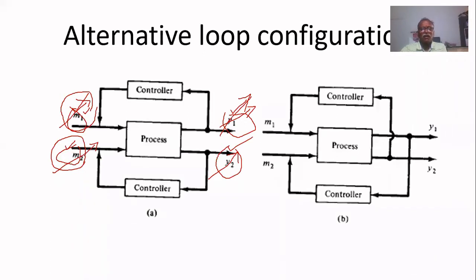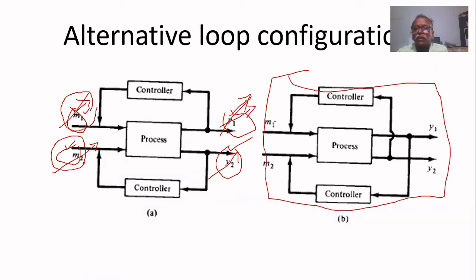Suppose M2 has very good control over Y1 and M1 has very good control over Y2, then we should configure this way. M1 should be manipulated to control Y2. Similarly, M2 should be manipulated to regulate Y1. So all depends upon the impact of M1 on Y2, the impact of M2 on Y1, and minimum interaction.